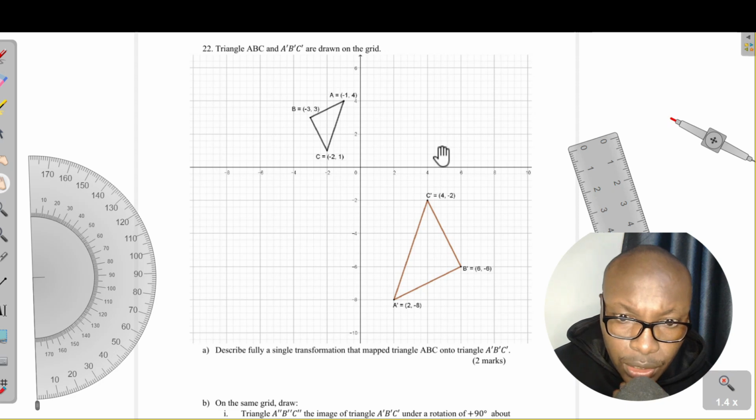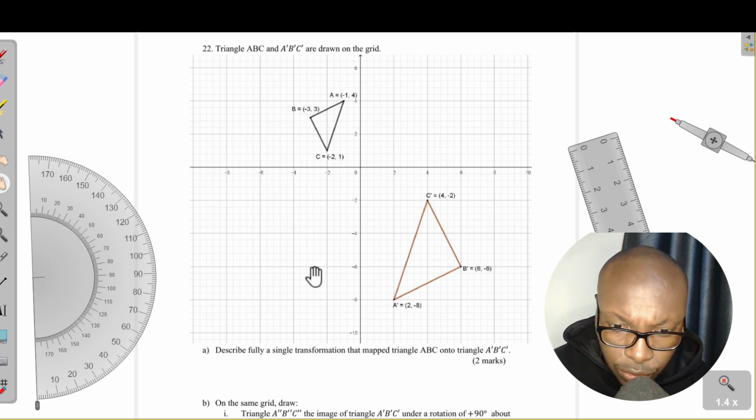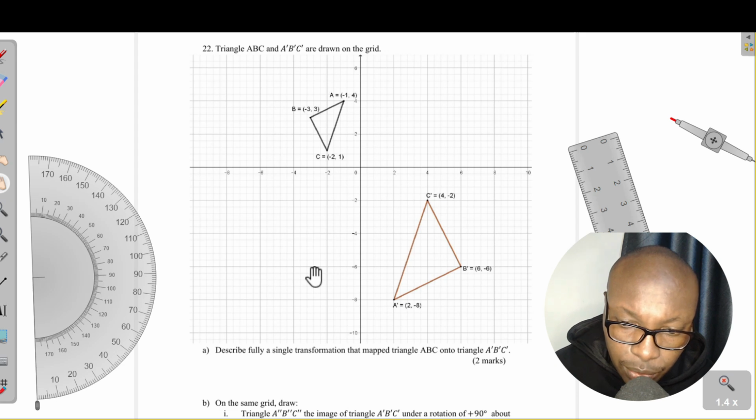Question 22. Triangle ABC and A prime, B prime, C prime are drawn on the grid. So you can see the two triangles there. So let us go to the first question. Describe fully a single transformation that maps triangle ABC onto triangle A prime, B prime, C prime.